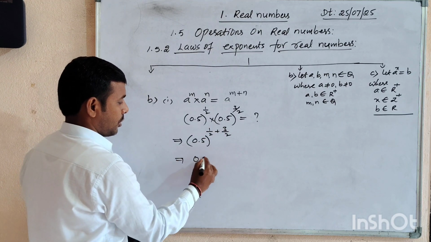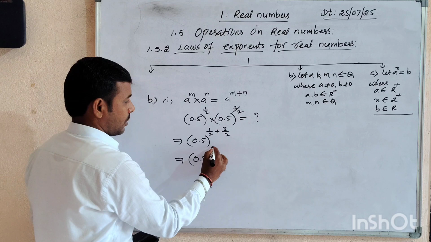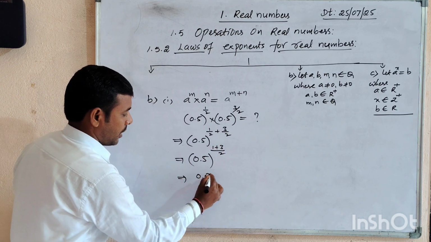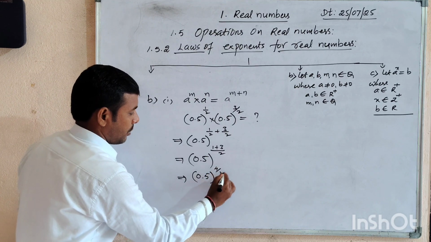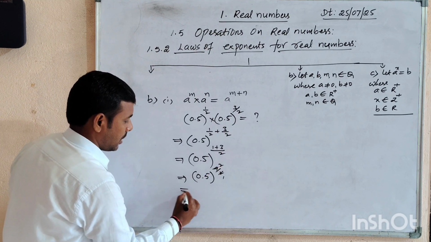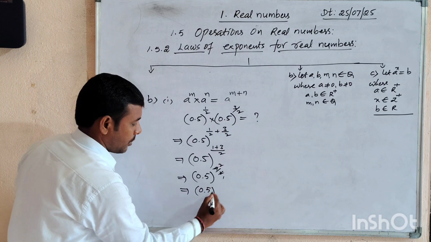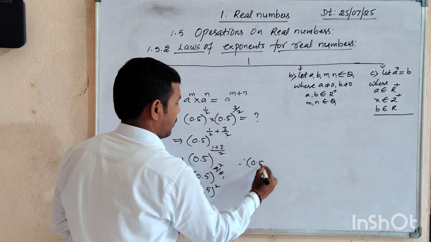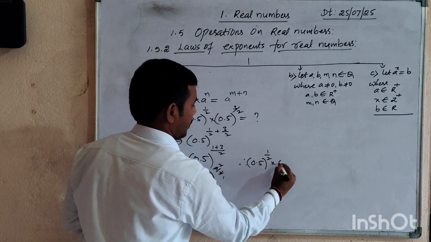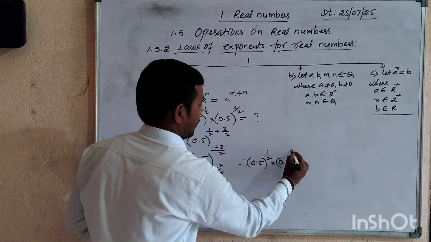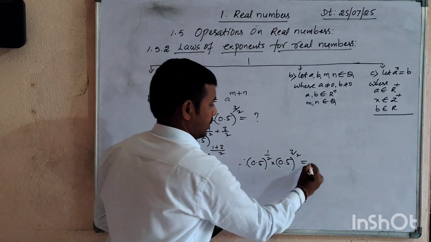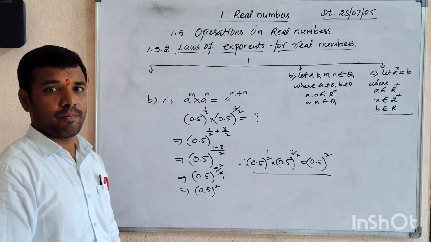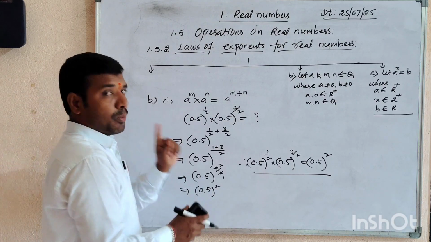Further step, 0.5 to the power of (1 + 3)/2. Next step, 0.5^(4/2). Twos are twos. Then the answer is 0.5^2. So what is the final result? 0.5^(1/2) into 0.5^(3/2) is equal to 0.5^2. This is one answer. Let us see one more formula.